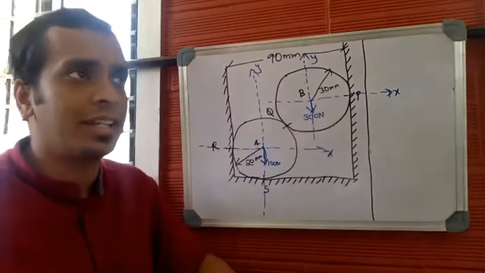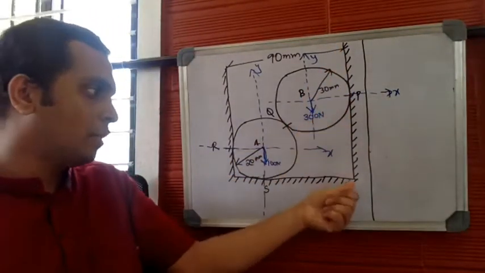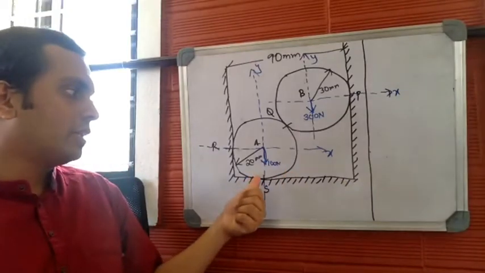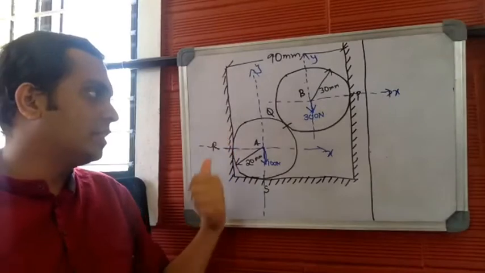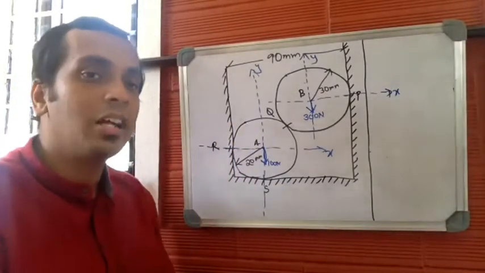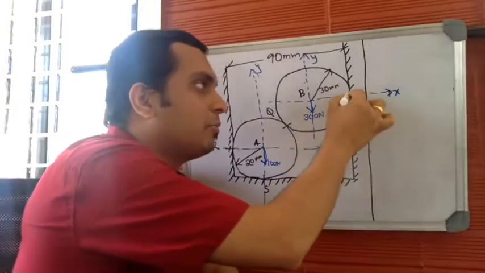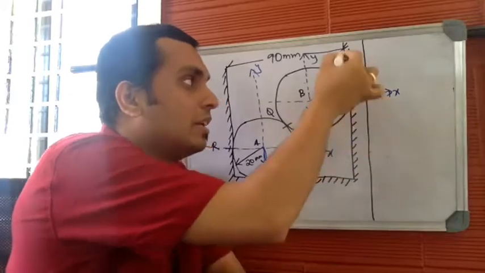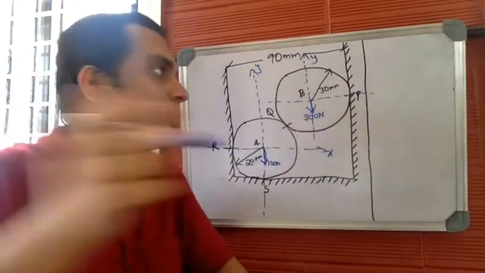Now let us start marking the normal reaction. This particular surface is in contact with the upper sphere, the lower surface is in contact with the lower sphere, and this vertical surface is in contact with the lower sphere. Let us start marking the normal reaction, which is step number 3. Let me consider point P. Normal reaction will always be perpendicular to the surface.